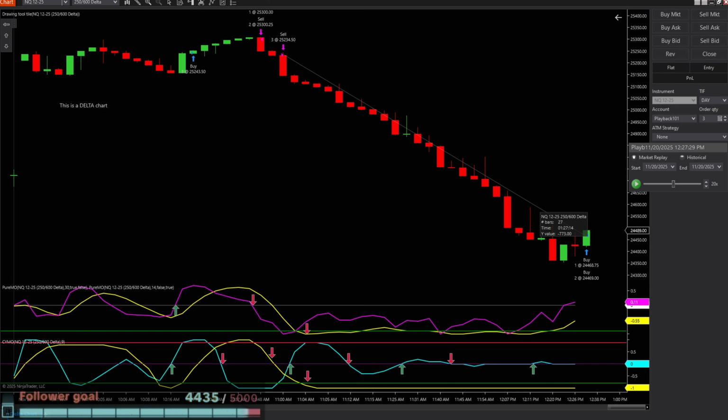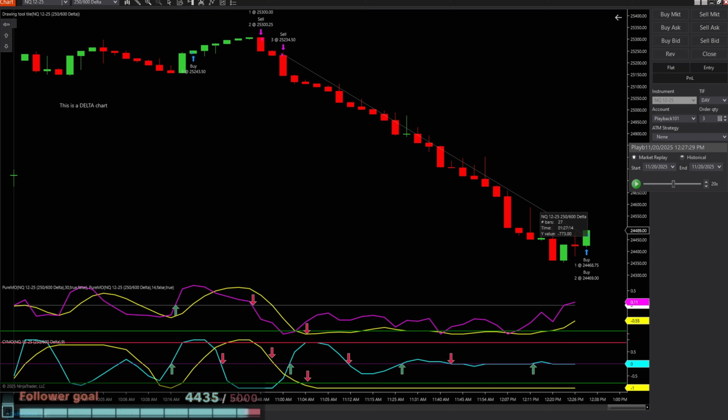This is the best use case scenario. But so far, in the last week or so that we've been carefully looking at this, PureMO and CYMO have done a phenomenal job at capturing these trades on this style of chart, on this type of delta chart right here, guys. Okay, so it's pretty amazing.